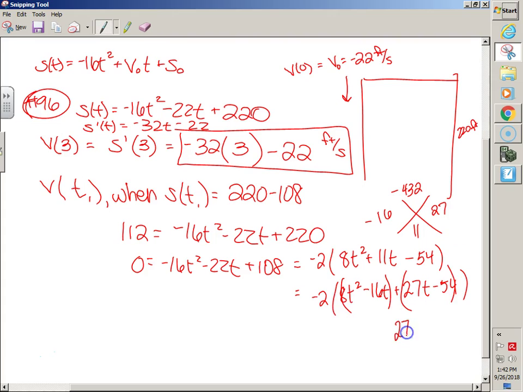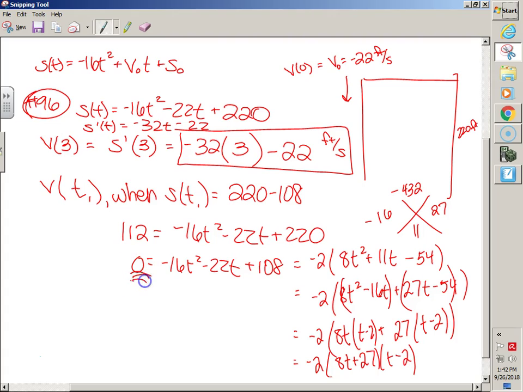So I can pull out a 27, t minus 2. I can pull out an 8t, which would be t minus 2. So that would be (t minus 2)(8t plus 27). I'm trying to find the zeros of this, right? Because I got everything to one side, like a good math student would. So t is equal to -27/8 or 2.